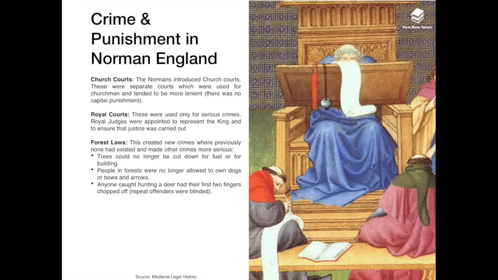Forest laws. This created new crimes where previously none had existed and made other crimes more serious. For example, trees could no longer be cut down for fuel or for building. People in forests were no longer allowed to own dogs or bows and arrows. Anyone caught hunting a deer had their first two fingers chopped off, and repeated offenders were blinded.